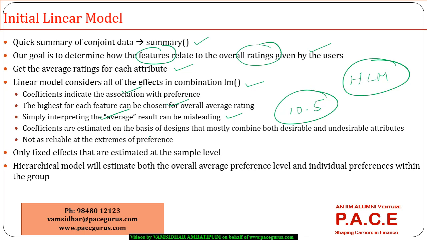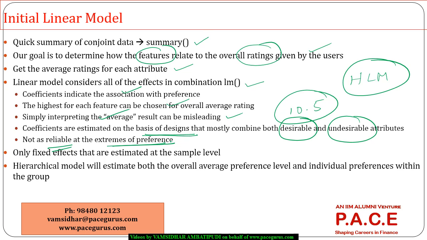The coefficients are estimated based on the design. So there is a desirable part, and there is an undesirable part. Some part of it the customer may not prefer at all, but still when we are using the formula for him, we take it as if he has rated that. So it's not as reliable, especially when we are talking of extremes of preference. Different customers have a different set of preferences for each set of features.